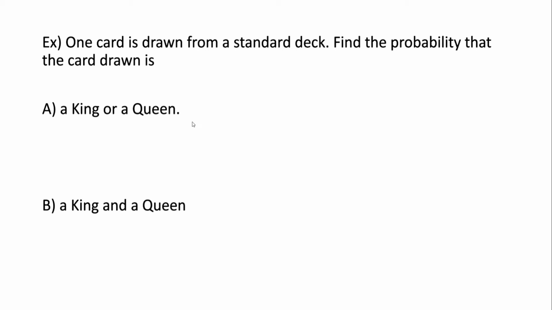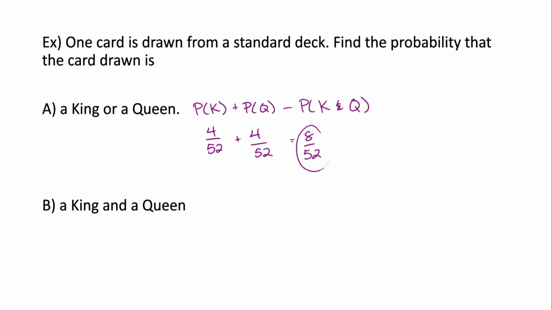So the probability of getting a king or a queen is the probability of getting a king plus the probability of getting a queen minus the probability of getting a king and a queen. So this would just be 4 out of 52 plus 4 out of 52. We have 4 kings, we have 4 queens. You don't have any cards that are kings and queens, so this would be 8 out of 52. And we've kind of answered part B here. There are no cards that are both kings and queens, so our probability here would be 0% or just 0.